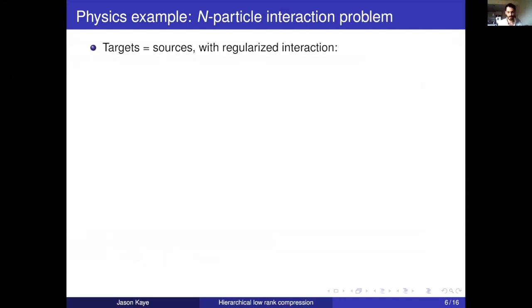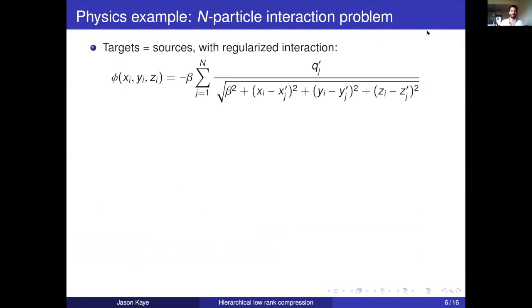So let's make this one step more complicated. Now I'm going to consider the situation in which the target points and the source points are the same, okay? This is the so-called n-particle interaction problem. And I'm also going to regularize this Coulomb interaction by sticking this beta in, and that's sort of a technical detail which prevents singularities when a source point equals a target point, because if there were singularities here, I would need to go to one level more complicated compression structure than I want to. But physically, you can sort of think of this as similar.